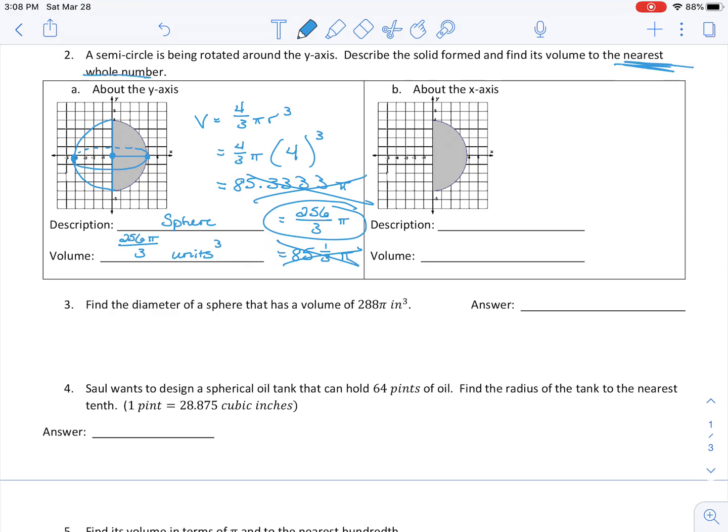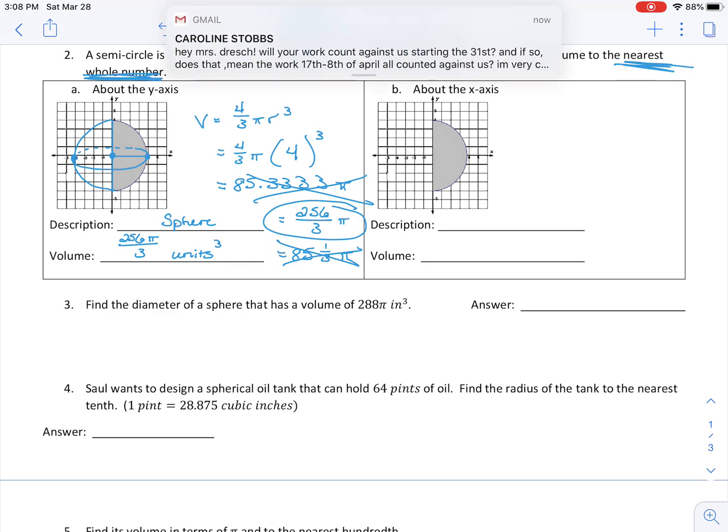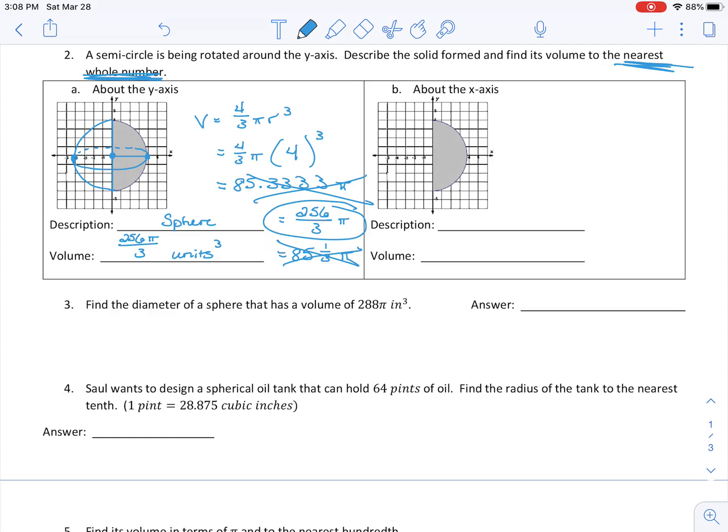Except I literally just now read the directions, and it didn't want it in terms of pi anyway. It said whole number. So if I want a whole number, I'm actually going to go ahead and multiply by pi. So it's still not that 85. I need to multiply by pi. So the correct answer for this one is actually 268. It said 0.0. This 0 makes the 8 stay the same. So about 268 cubic units.